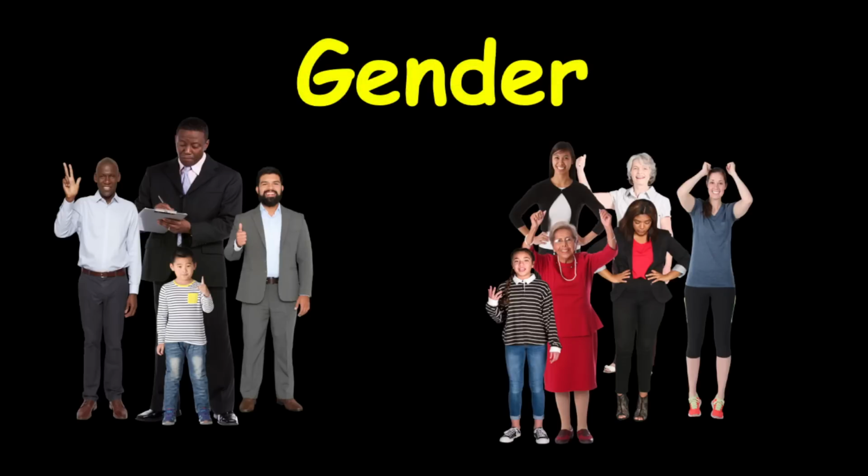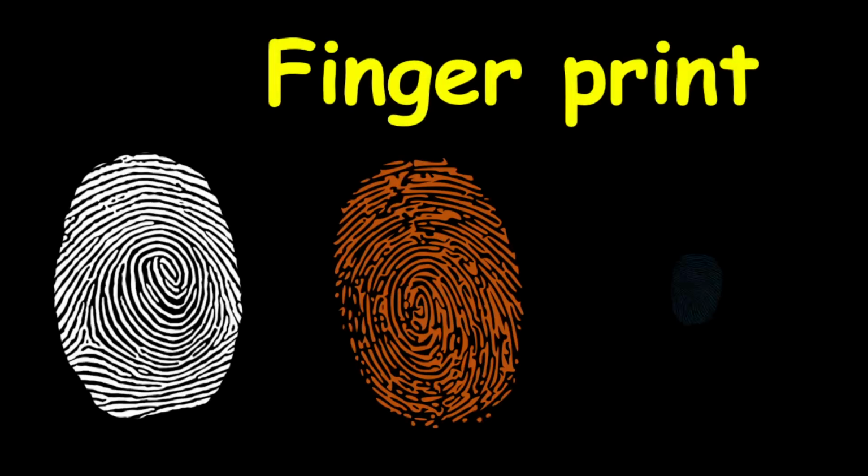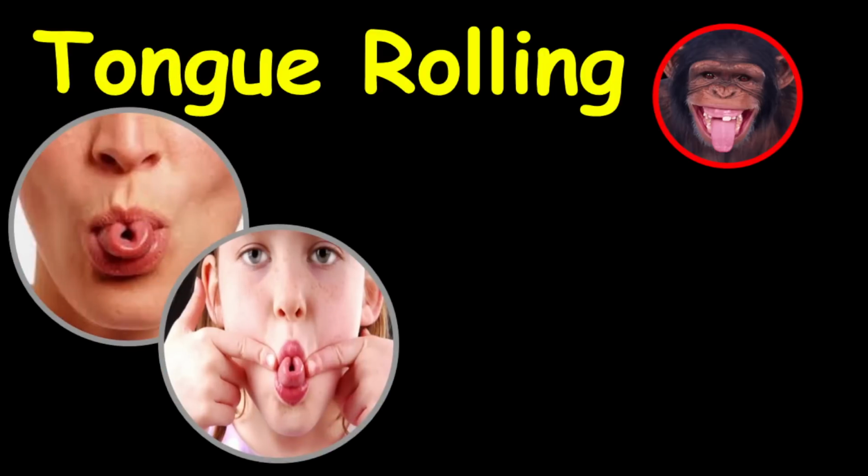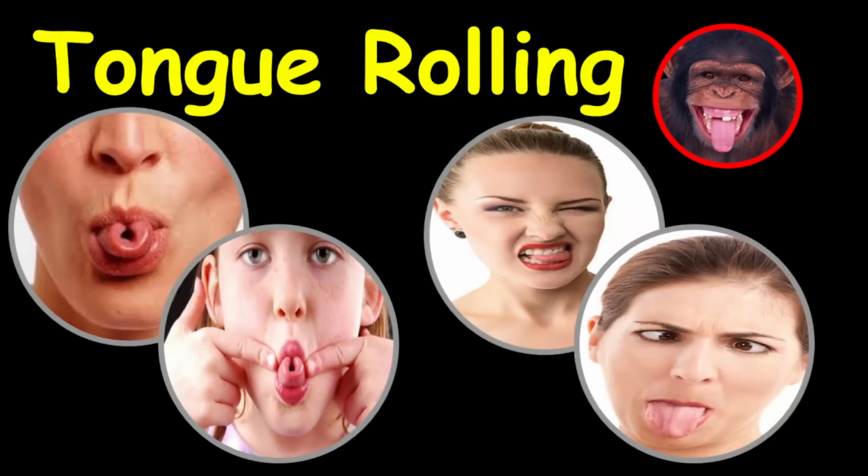Now, for examples of discontinuous variation, the first one I'm going to talk about is your gender, either you're a boy or a girl. You fall in either of those categories. There's no in between, no maybe so. Your fingerprint is specific to you. You're born with it, you die with it. Tongue rolling, either you can roll the tongue or not. That's another discontinuous variation right there.